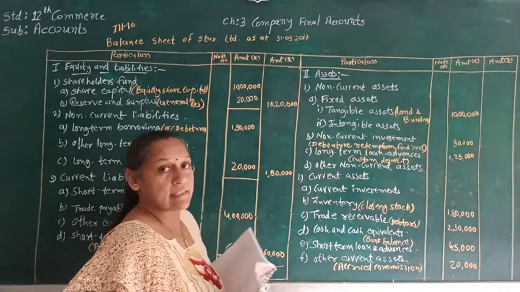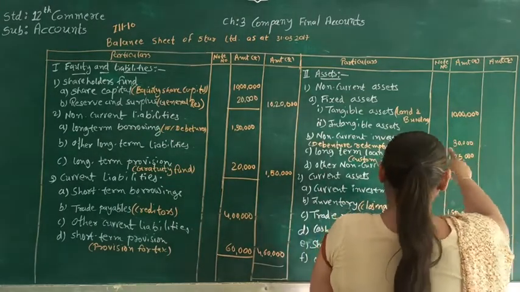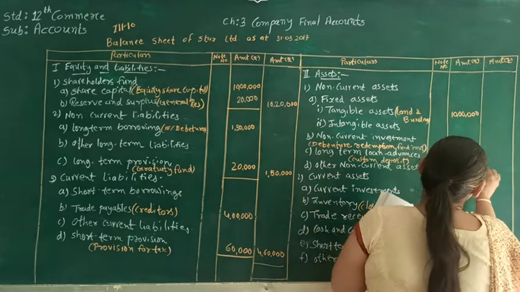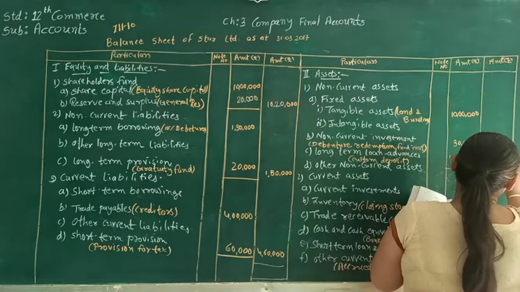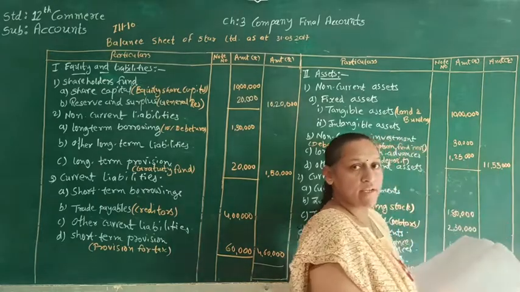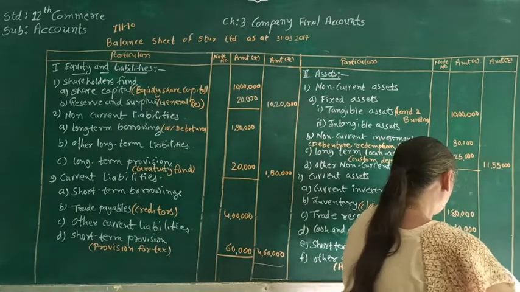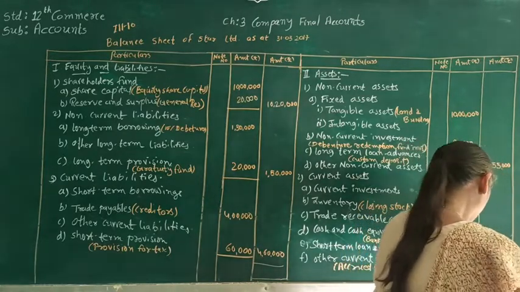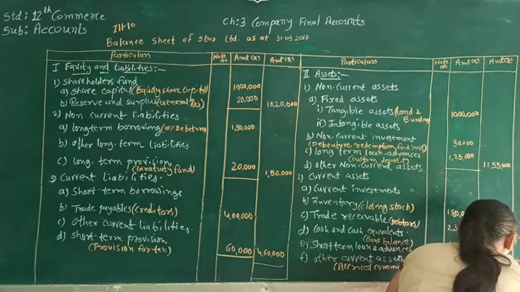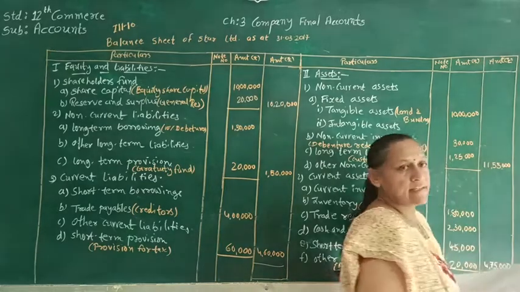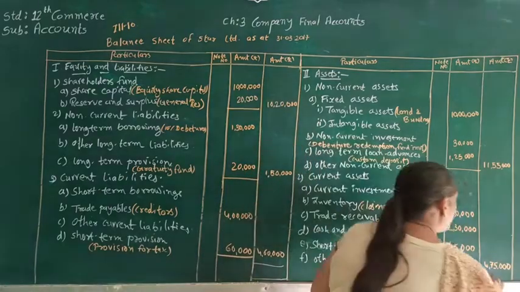Now, let's see the asset side. The asset side is 10,30,000 and 1,25,000. So the total of that will be 11,55,000. And now 1,80,000, 2,30,000, 45,000 and 20,000. So the total of that will be 4,75,000.